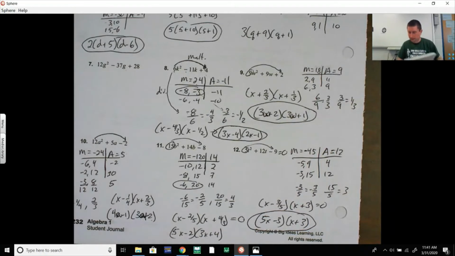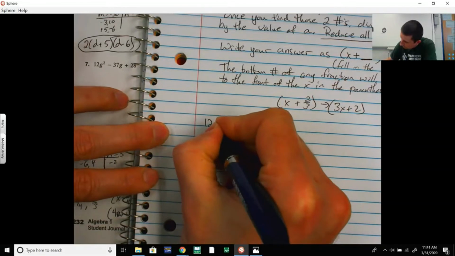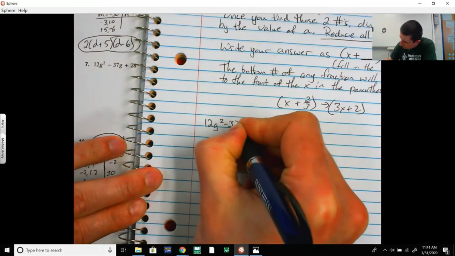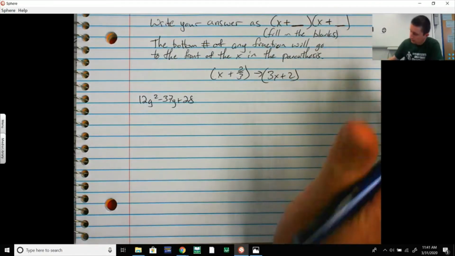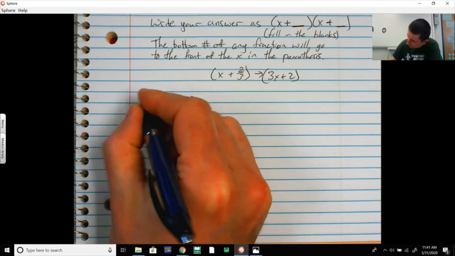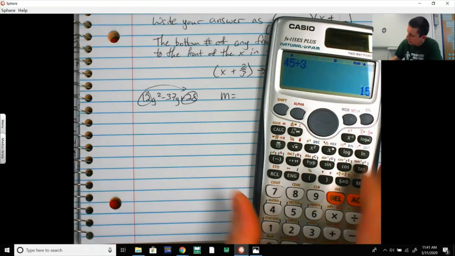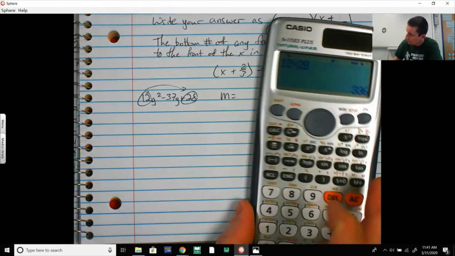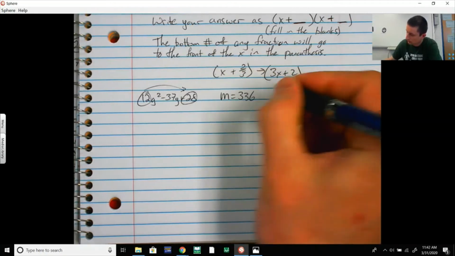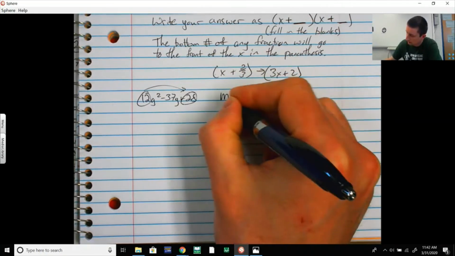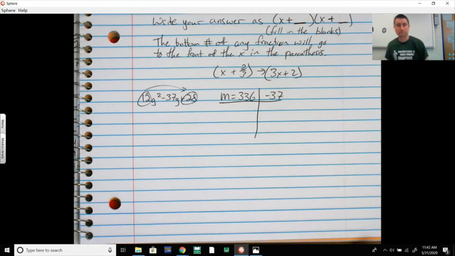Okay, number 7. We got some big numbers on there. I'm going to go to this sheet here. 12g squared minus 37g plus 28. Kind of give you some hints on how to break this down. So we got to take 12 times 28, which is 336. How many of you know all the factors of 336? So many things multiply to 336 and they have to add to negative 37. That does not look like an easy one.